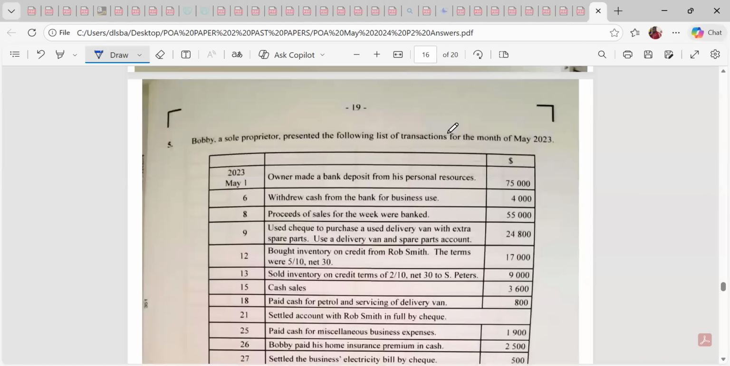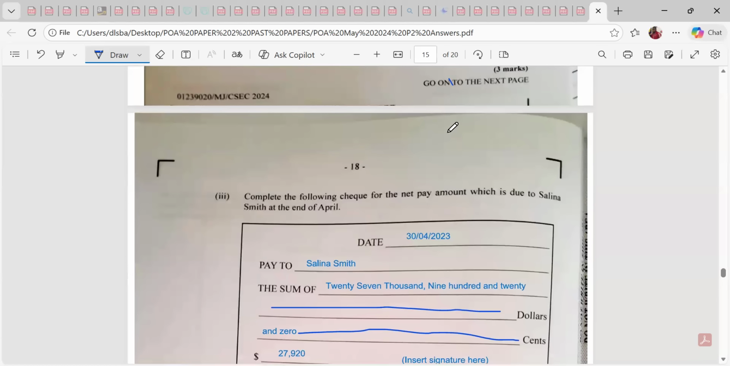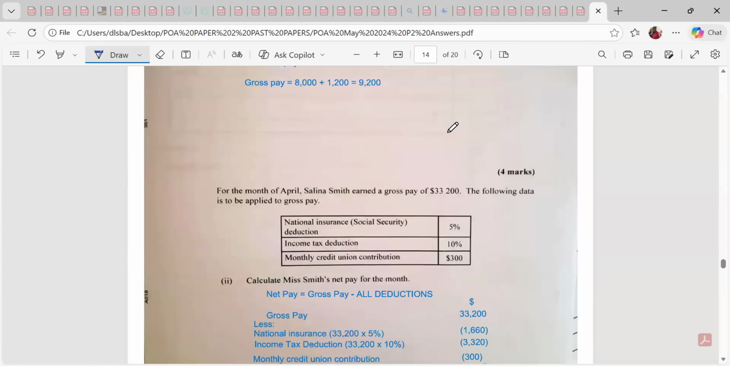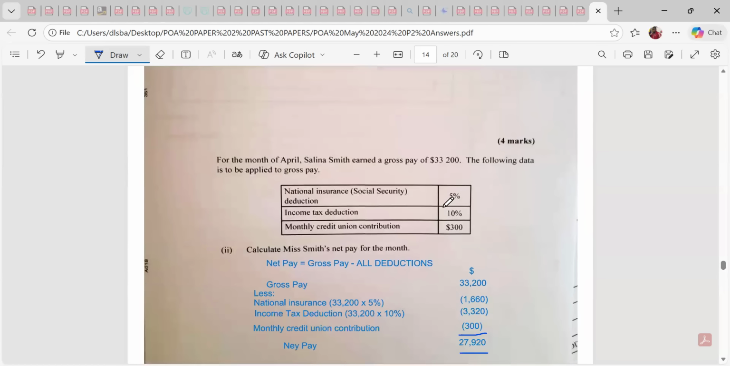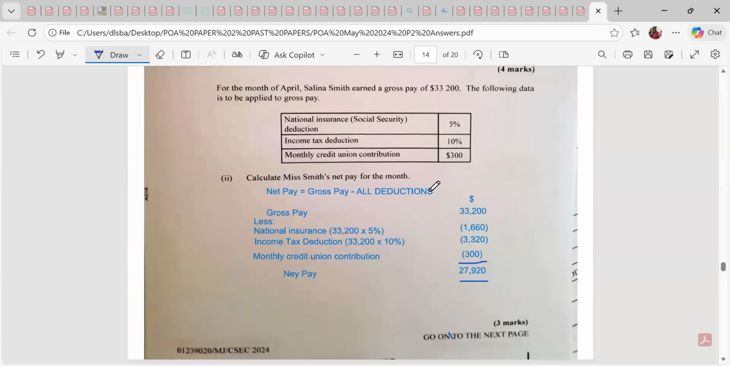All right. Let's do this one first. Calculate the net pay: take the gross pay and you just minus any deductions. National insurance is 5%, so calculate 5%. Income tax is 10% of the gross pay. And then you minus the $300 contribution. There it is. Nothing big.